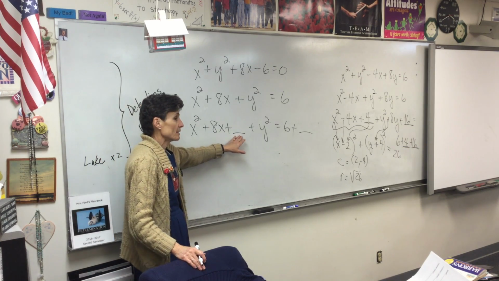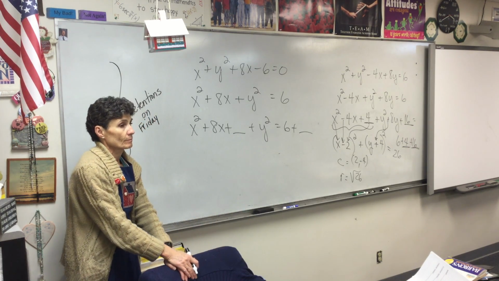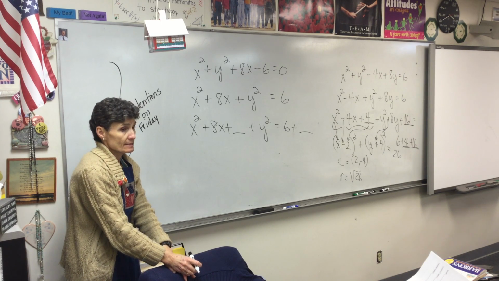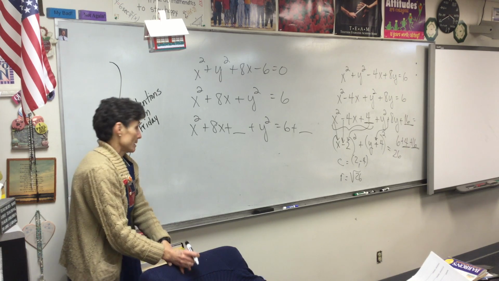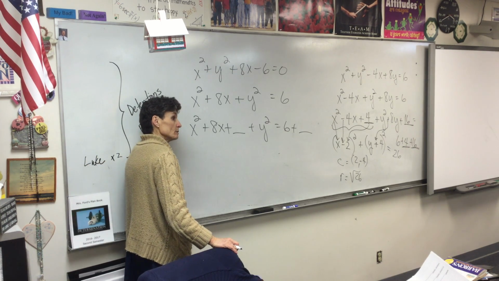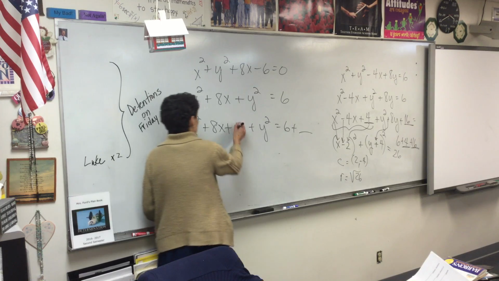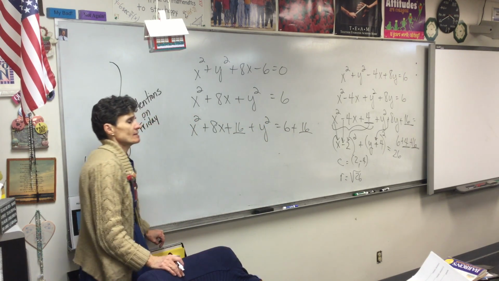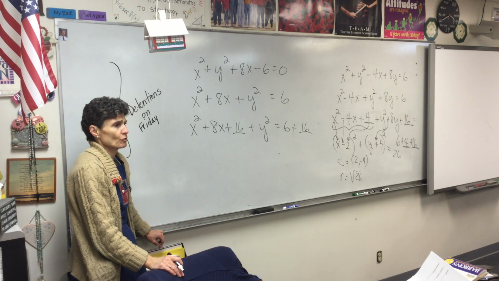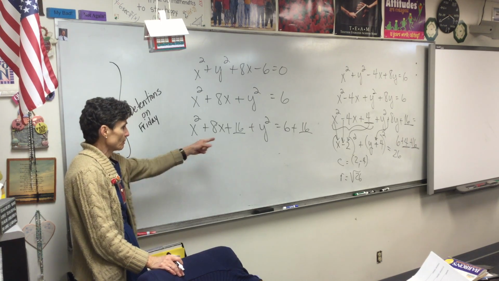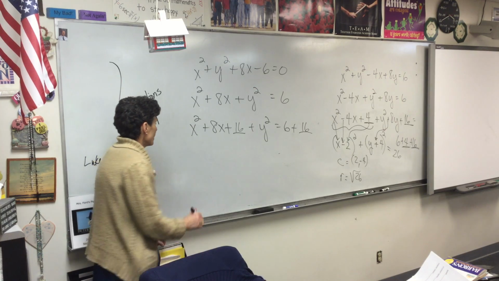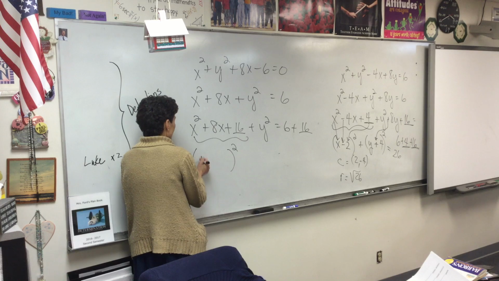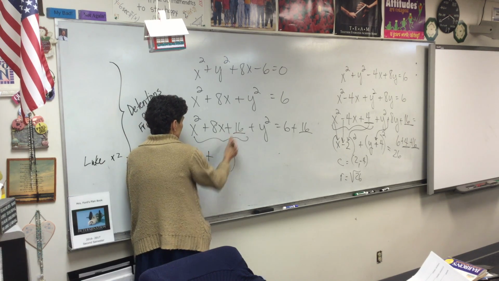So what am I going to add to both sides? 16. Why am I adding 16? Half of 8 is 4, squared is 16. So I'm going to add 16 to both sides. Biggest mistake that's made is kids forget to add it to both sides. Make sure if you put a blank over here, you put a blank over there. All right, this should be a square. What square is that? X plus 4.